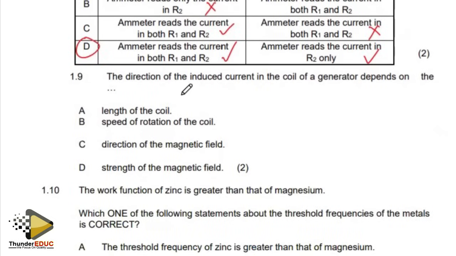1.9, the direction of an induced current in a coil of a generator depends on the length of the coil, the speed of rotation, the direction of the magnetic field, or the strength. This is out. Why am I saying it's out? Because it just stands out compared to the rest. How does the length influence direction? How does speed influence it? Doesn't. How does the strength of the field influence it? No. All these ones will just work on the amount of induced current or induced EMF. So C, the direction of the magnetic field, will tell us more about the direction of the induced current.